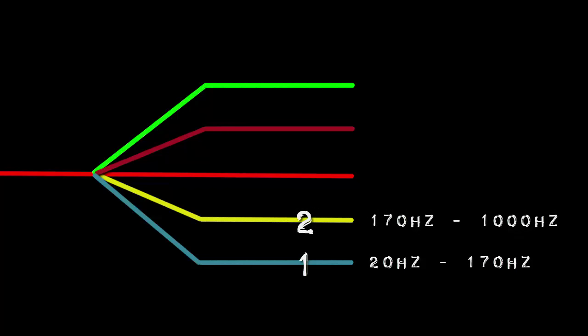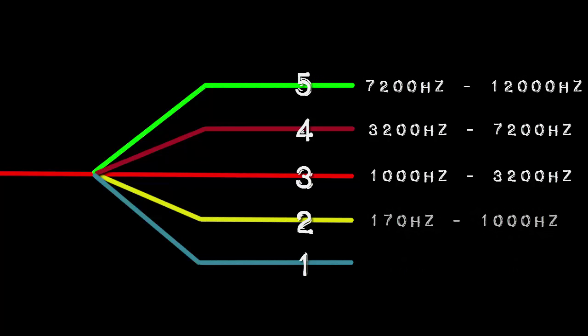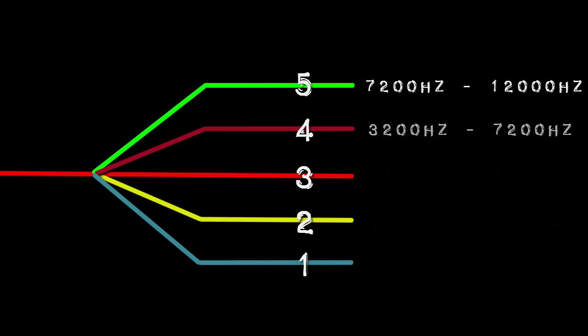These bands are band 1, which is between 20Hz and 170Hz, or the lowest frequency. Band 2, 170 to 1000Hz. Band 3, 1000 to 3200Hz. Band 4, 3200 to 7200Hz. And band 5, which is the highest frequency, 7200Hz, right up to 12000Hz.